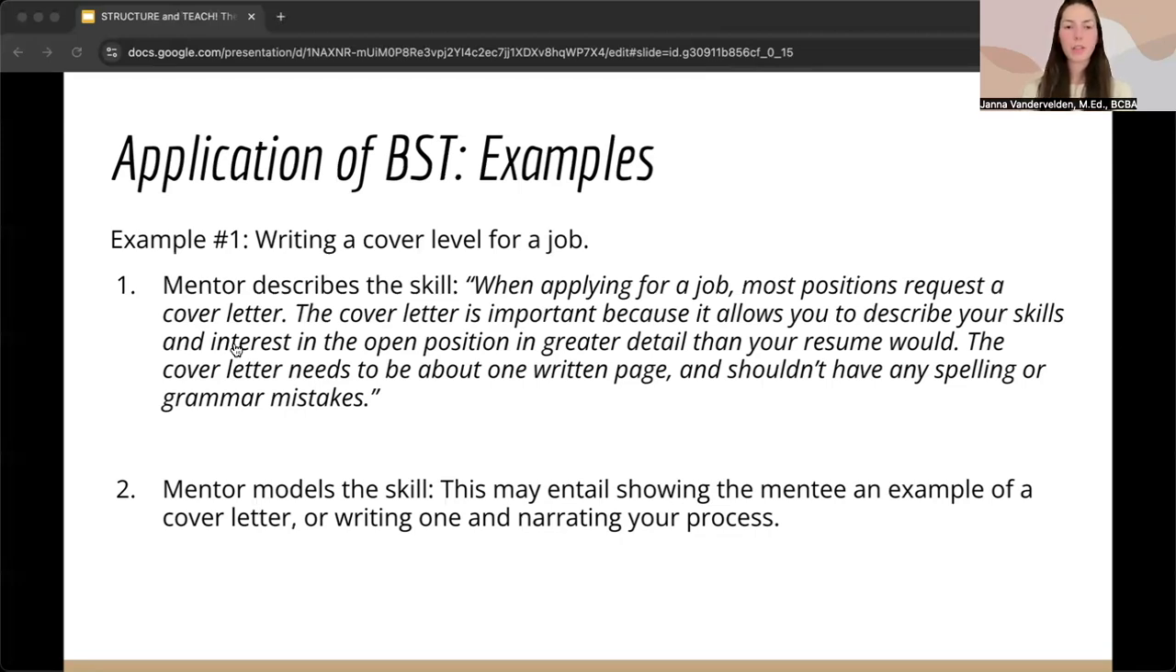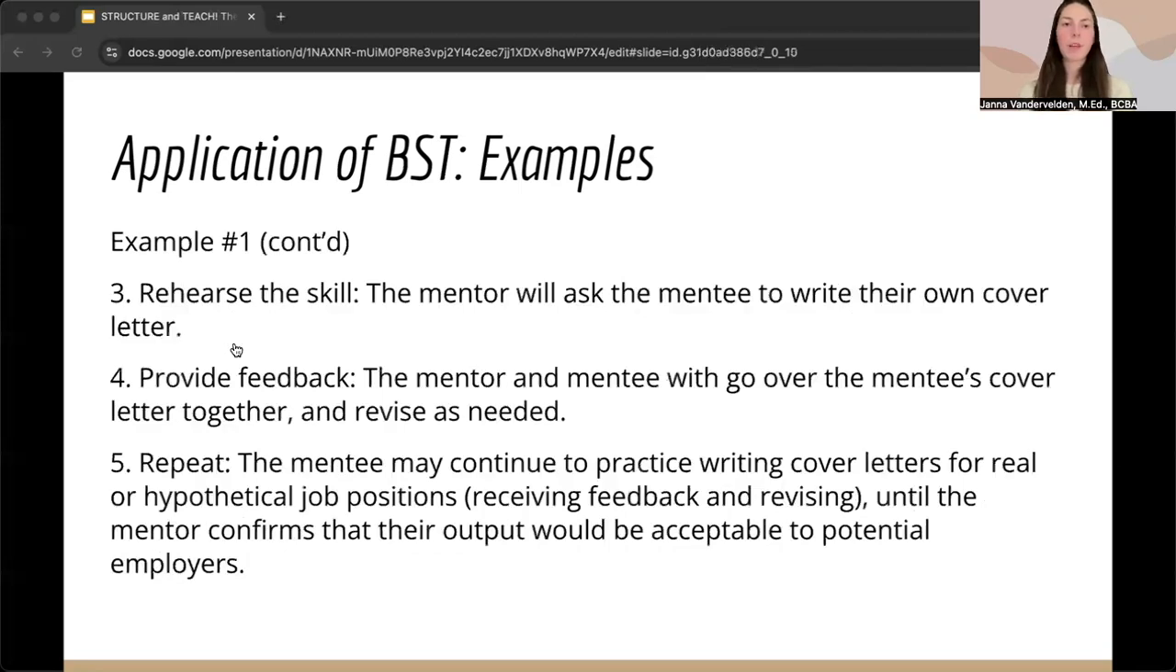Next, to model the skill, the mentor could simply show the mentee an example of a good cover letter and read it with them, or draft one in front of them. To rehearse, the mentor would then ask the mentee to write their own cover letter. This could be given as homework for mentoring or completed in the session.